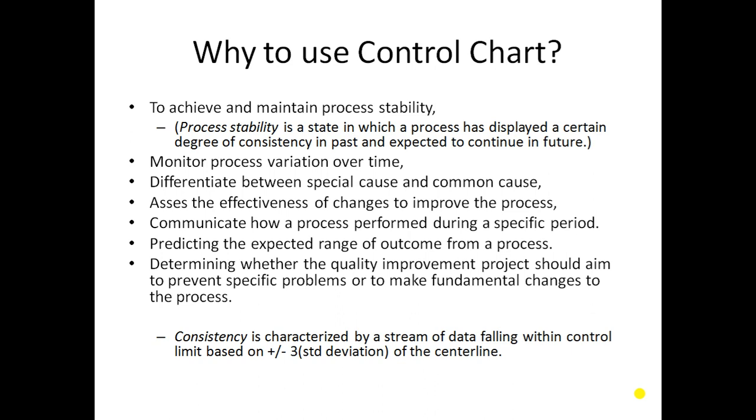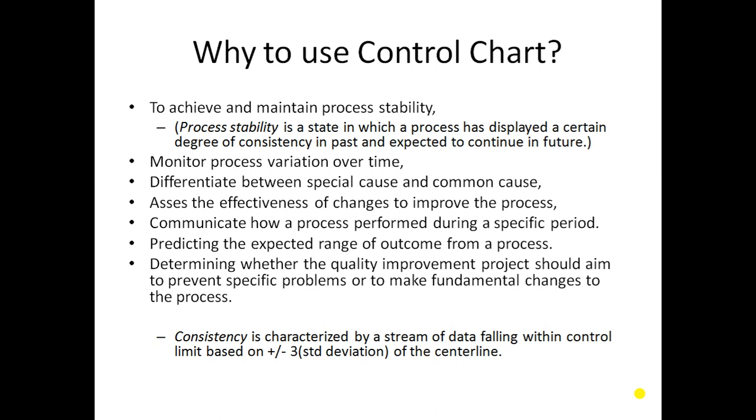Now what is the use of a control chart? There are several uses. The first is to maintain the process stability. Process stability is when a process has displayed a certain degree of consistency in the past and is expected to continue in future. That is called process stability. There is a specified upper limit and lower limit. If all the process variables lie between these limits, then the process can be called stable.